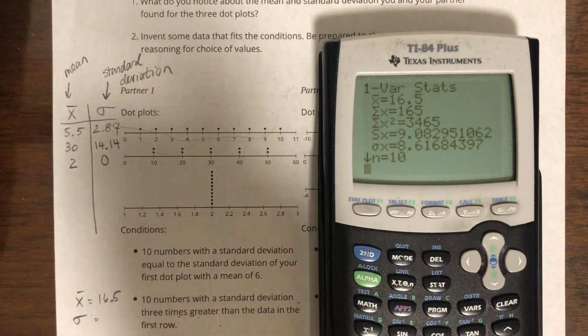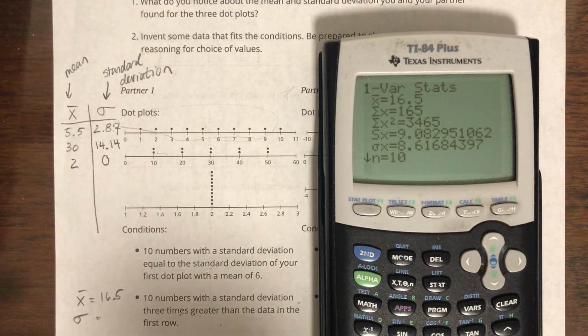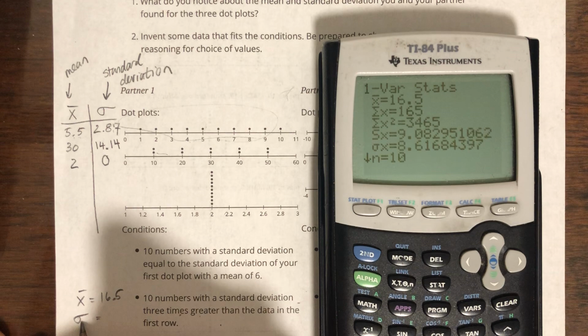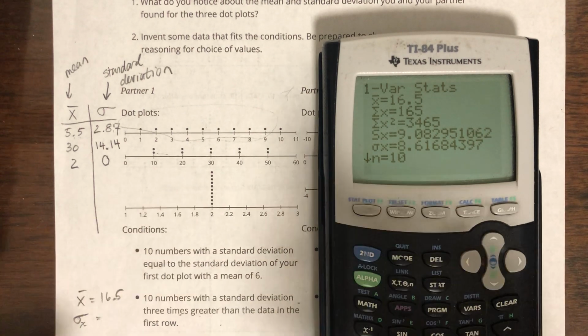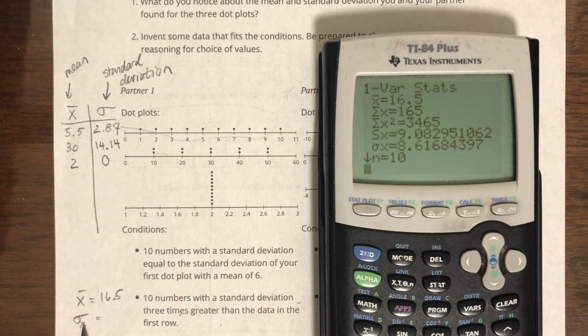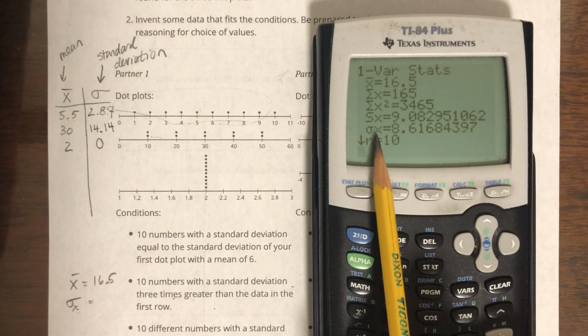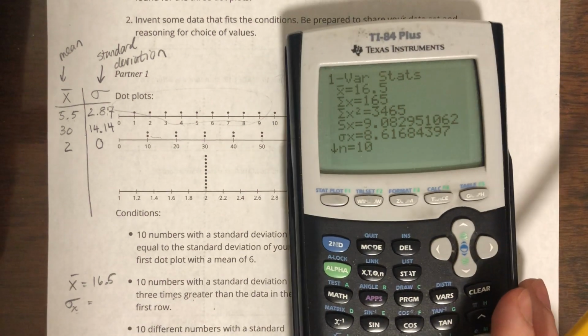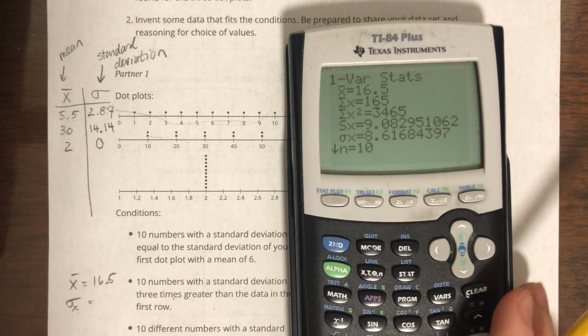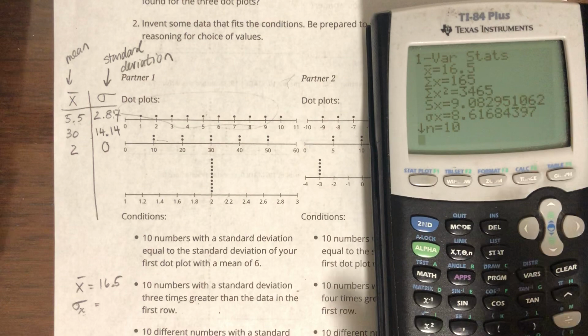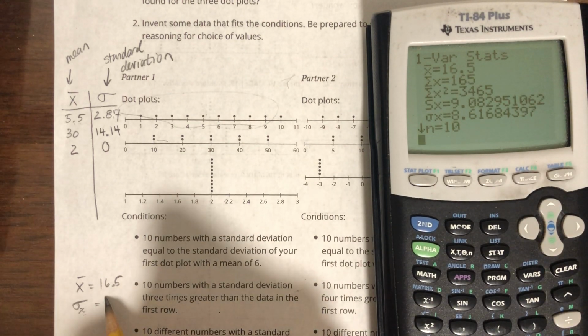Let's see how the standard deviation... And sometimes you'll see it written as standard deviation sub x, meaning x is the one variable we're talking about. It's the standard deviation of x. So that's why you see that little x right there. And so this standard deviation is 8.61.